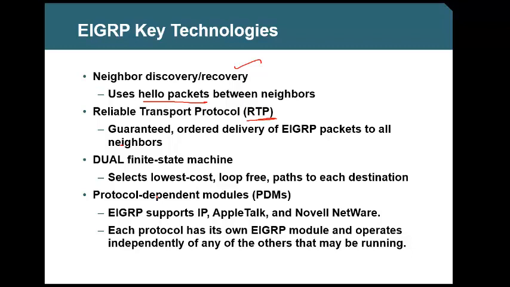And as I said earlier, EIGRP has, for every network layer protocol, a separate module. For example, for IP, you have a separate module of EIGRP. AppleTalk, another module. Novell network, which is IPX, there is another module. Each protocol has its own EIGRP module and operates independently of any others that may be running.